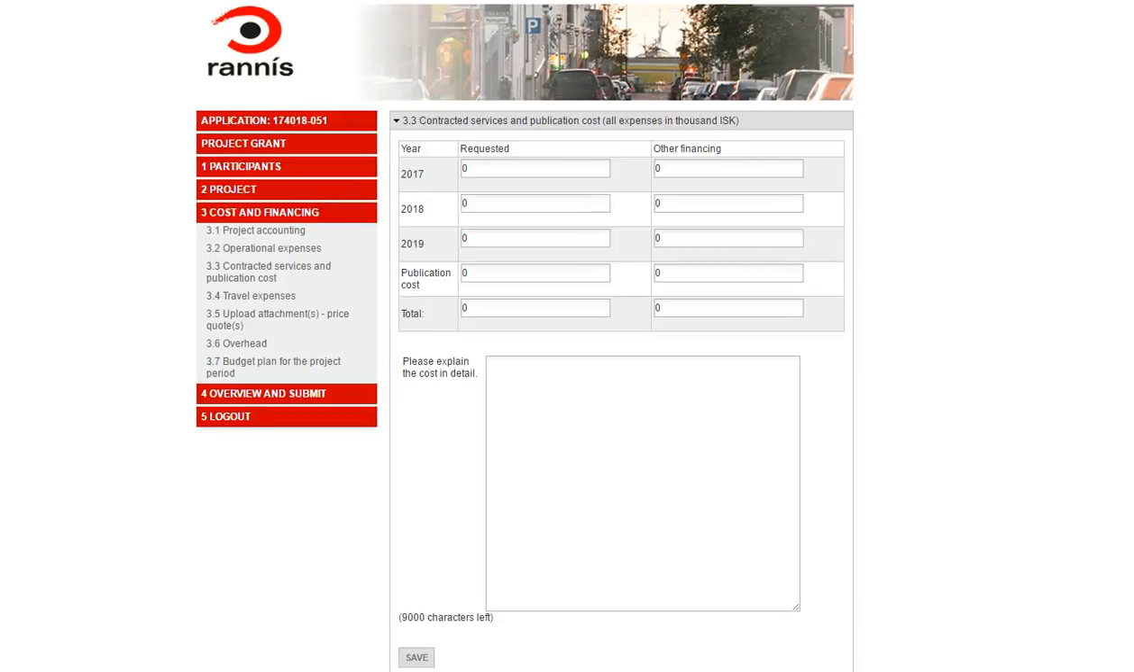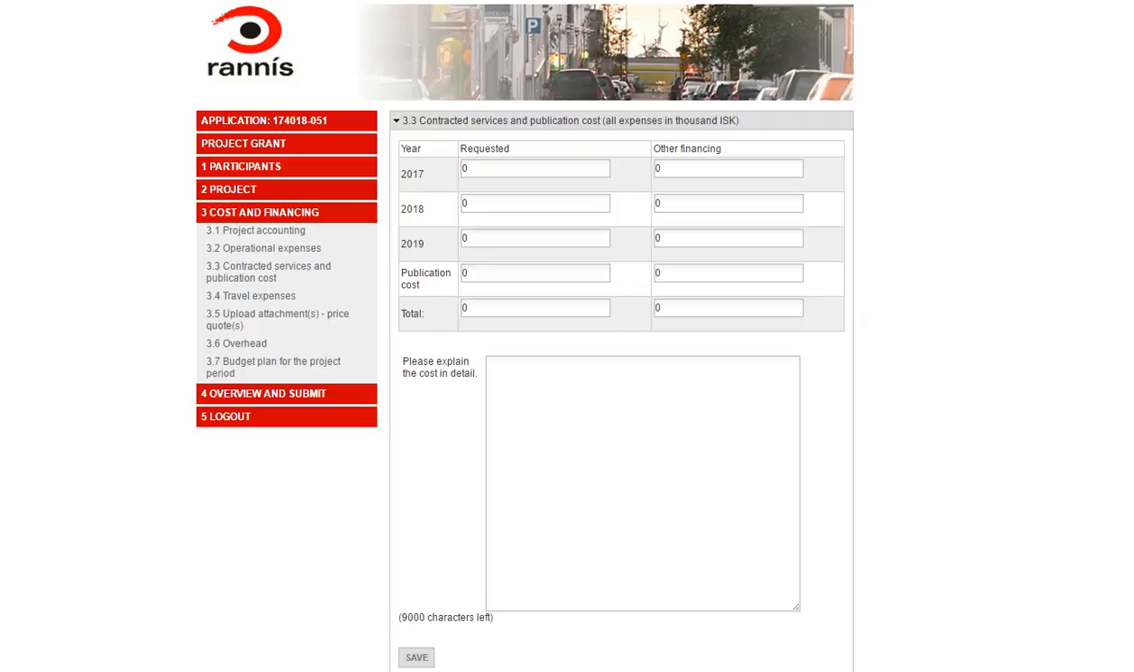In Section 3.3, you enter the cost of work that is not carried out by the participants of the project, but is necessary for the progression of the project. Publication costs of up to 500,000 Icelandic krona during the project period can also be applied for under this item.